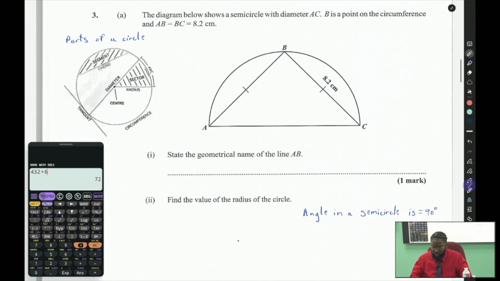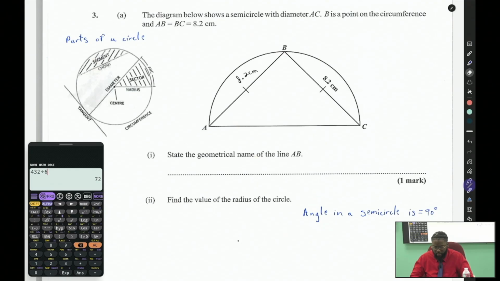So looking at this diagram, we have a semicircle, and we also have a triangle inside that semicircle, and two of its sides are equal based on the lines that are on the sides, which indicates that these sides are equal. So if over here is 8.2, the other side is also 8.2 centimeters. All right. So basically you have an isosceles triangle. So now let us see what we need to answer.